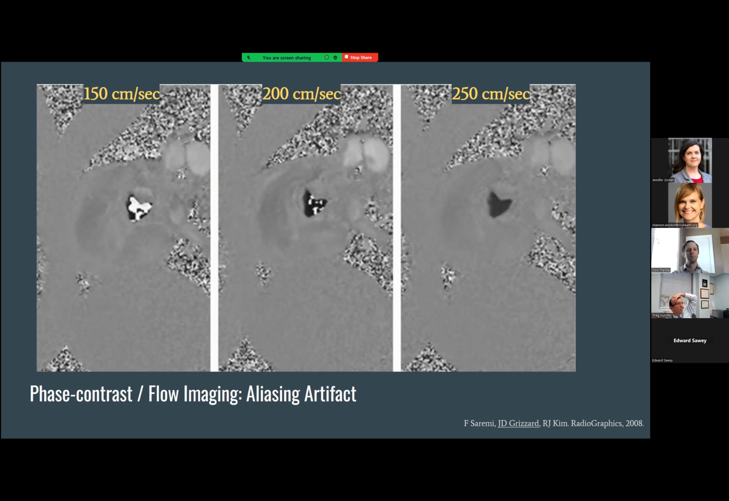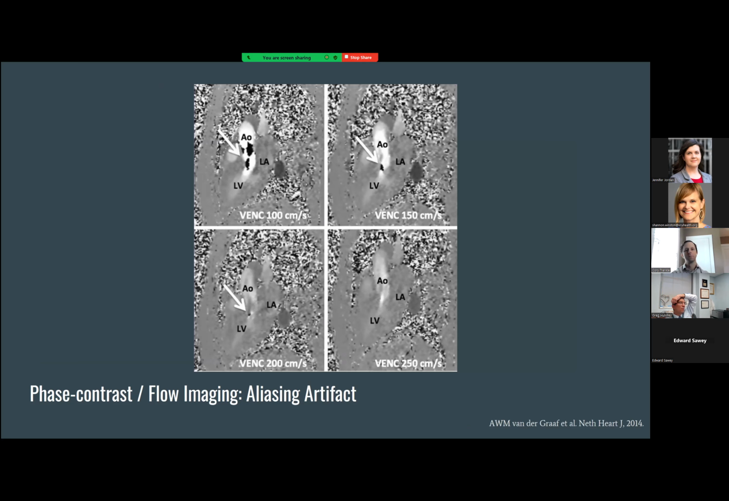In the next images, we're going to look at it a slightly different way here. So we're looking at some flow sequences from a patient with hypertrophic cardiomyopathy. That probably makes you suspicious that there's some outflow tract obstruction and some high turbulence within that outflow tract. So you can see whether we set the VENC to a low value of 100, 150, 200, and 250, when we're looking at that outflow tract, we have that stark difference between dark black and bright white.